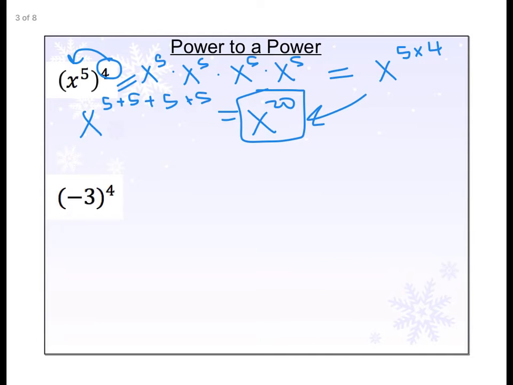Okay, negative 3 to the 4th power. Well, the exponent in the parentheses must just be a 1 because there's nothing written there. So if I go by the rule I just talked about, that means I have negative 3 to the 1 times 4. So my final answer would be negative 3 to the 4th power.